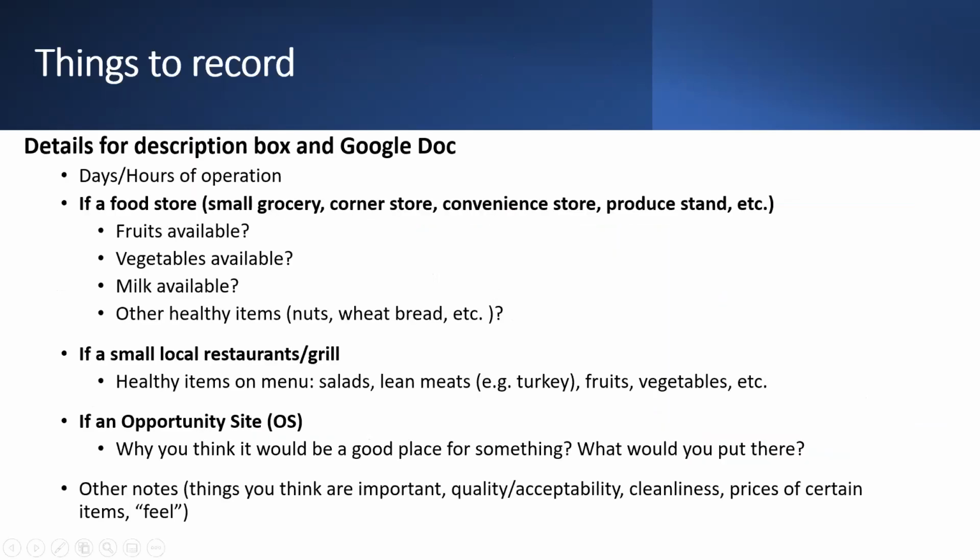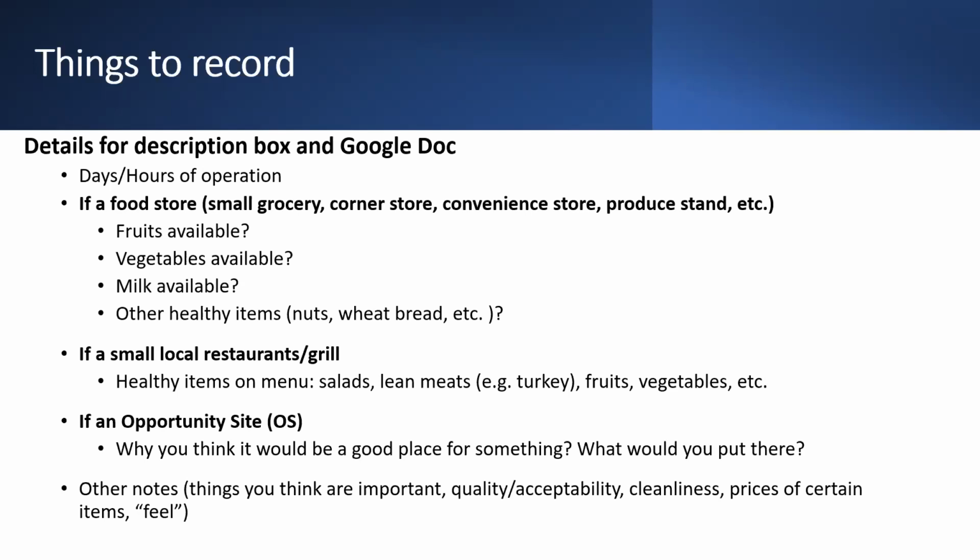In terms of what we're looking for in the description box and also in the Google Doc, and I'll show you the Google Doc at the end, we're interested in things like days and hours of operation. If it's a food store or any kind of food opportunity where things aren't ready-made, then we want to know if there's fruits available, vegetables available, milk available, and any other healthy items that stick out. So things like nuts or wheat bread, or anything you would consider healthy items, we would love for you to make note of that.